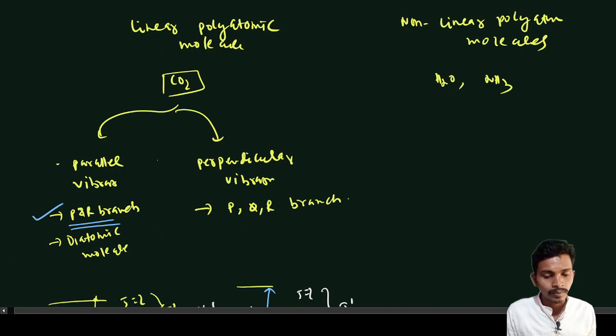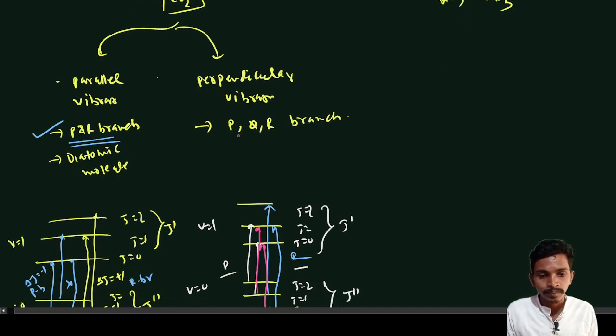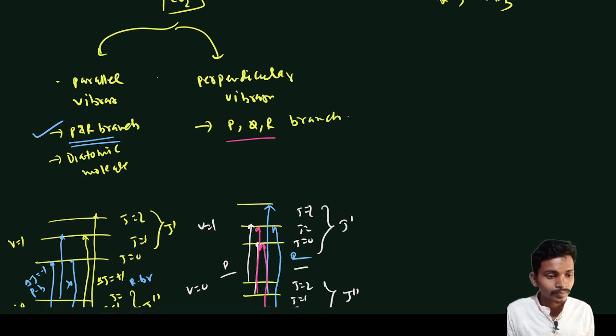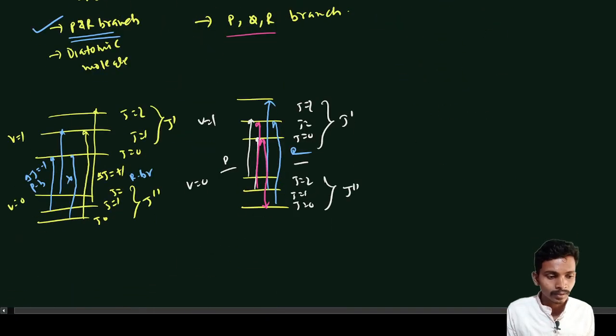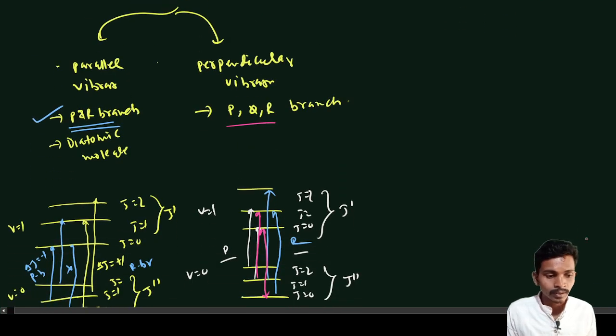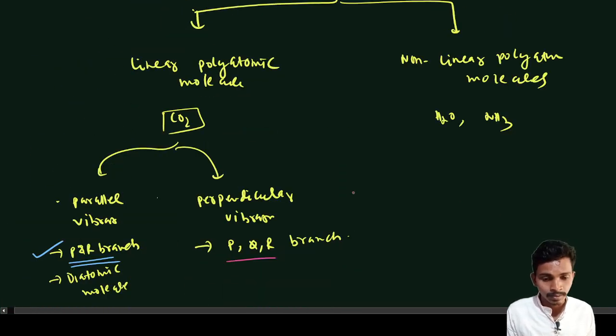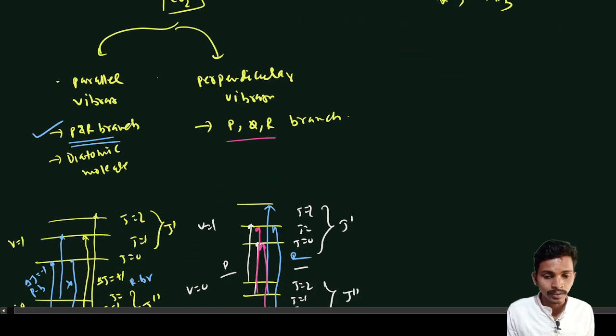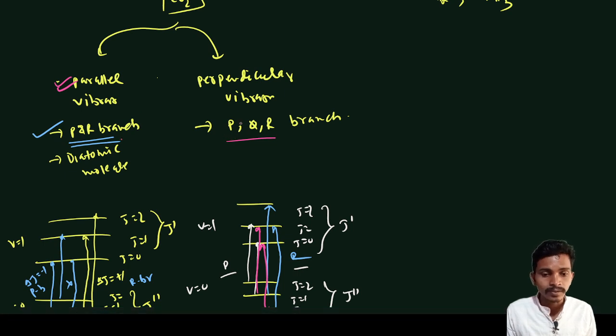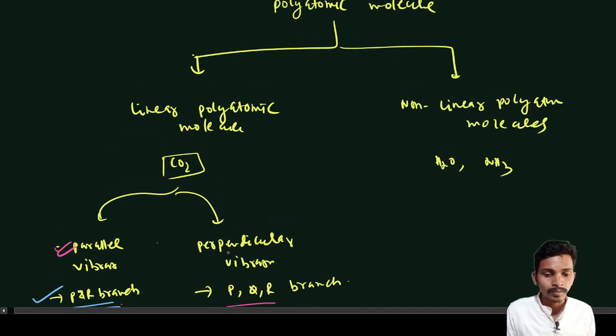So why is this Q branch possible for perpendicular vibrations, with P, Q and R branches? That we'll discuss after. Let's sum up all this first, then we will discuss why the Q branch is possible. So for parallel vibrations, P and R branches, and for perpendicular vibrations, P, R and Q branches are possible. This is about linear polyatomic molecules.